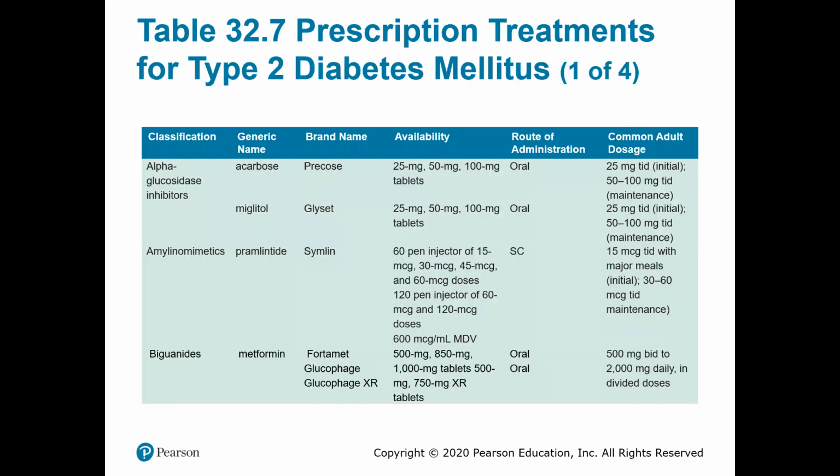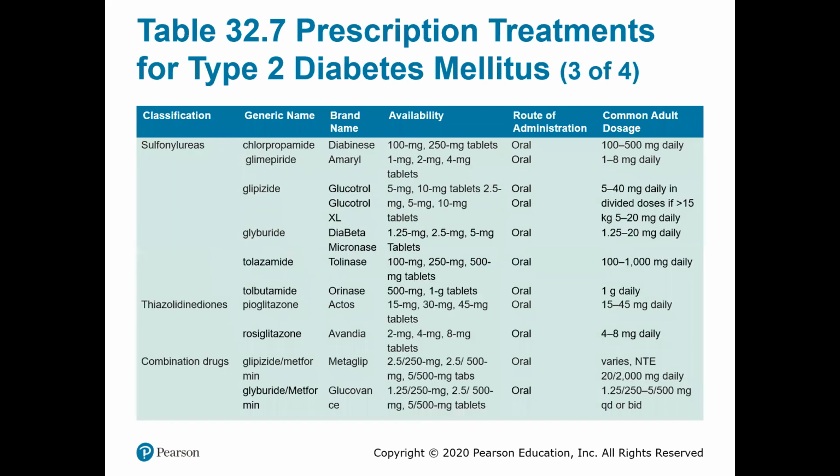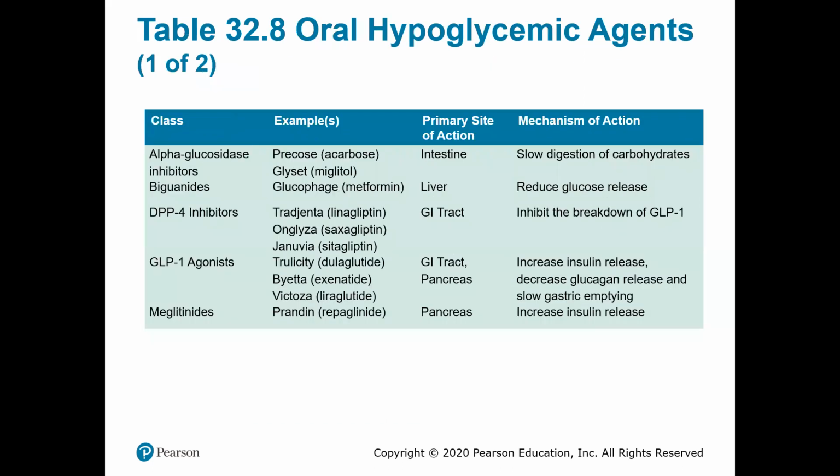Table 32-7 provides prescription treatments for type 2 diabetes mellitus. That begins at the bottom of textbook page 549 and continues through textbook page 551. Next, we have table 32-8. Those are your oral hypoglycemic agents for when the blood sugar drops too low, and that is found on textbook page 552.